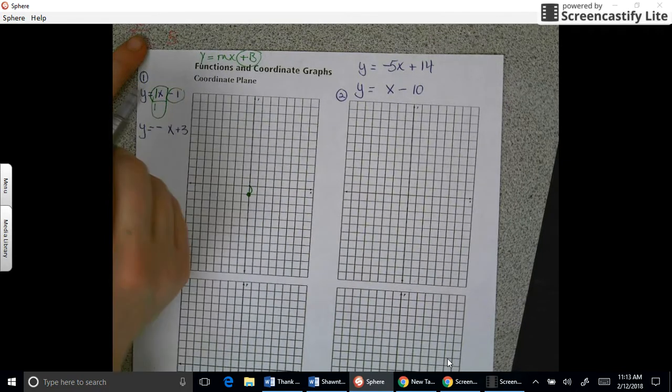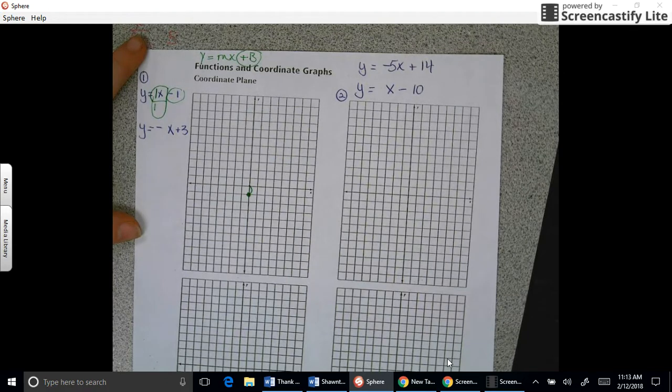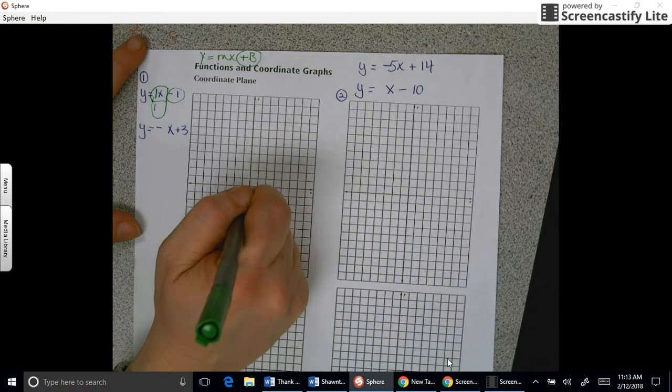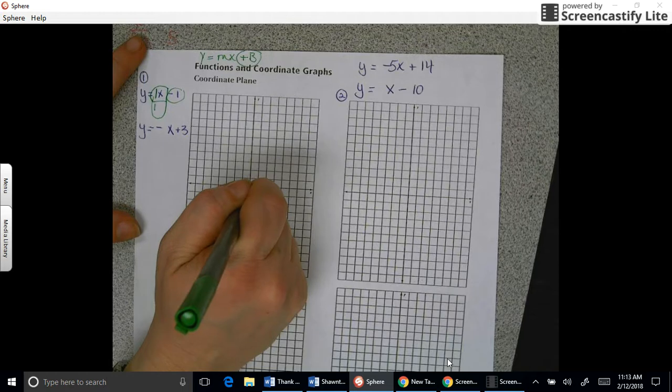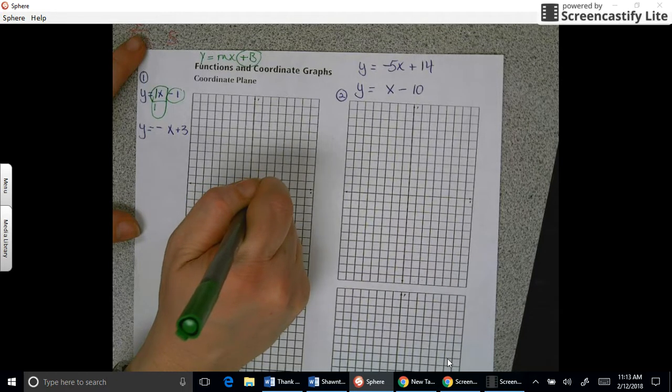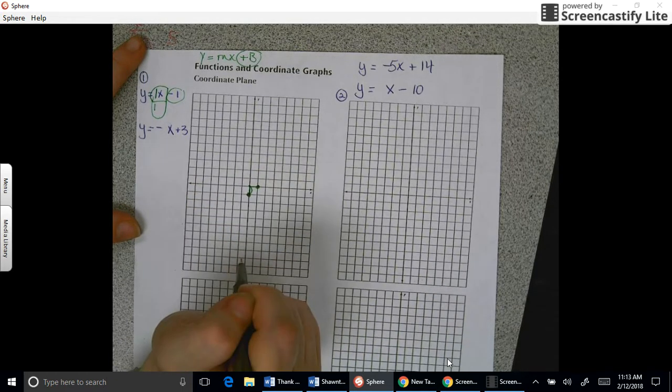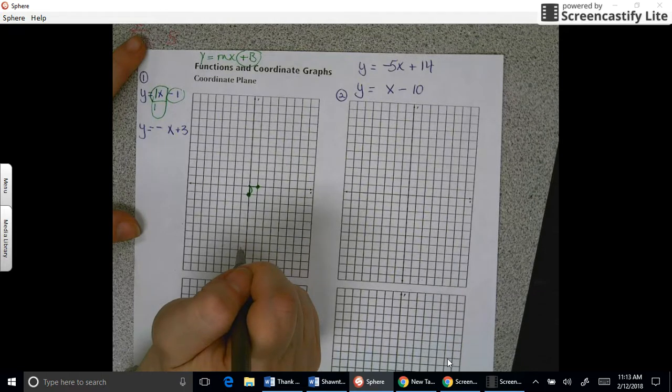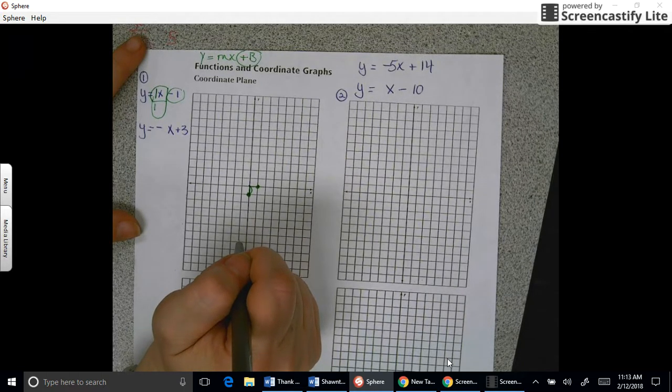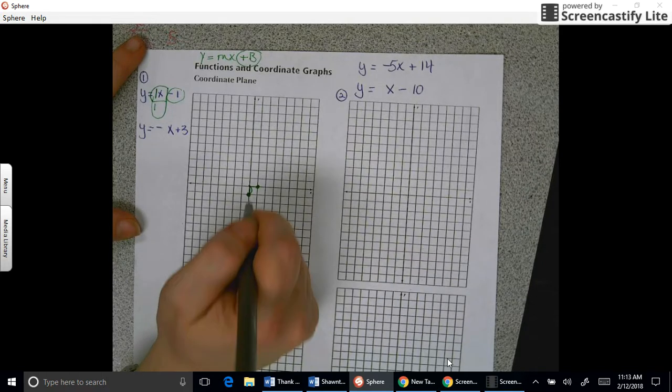So I go from my b, or my y-intercept, down here, and I'm going to count up a +1 and over a +1. And that's my dot. Up a +1 and what? Over +1, because it's rise over run, right? The top number is my rise, so I'm going to rise up +1. And my second number is my run. I'm going to run across +1 across my x-axis.